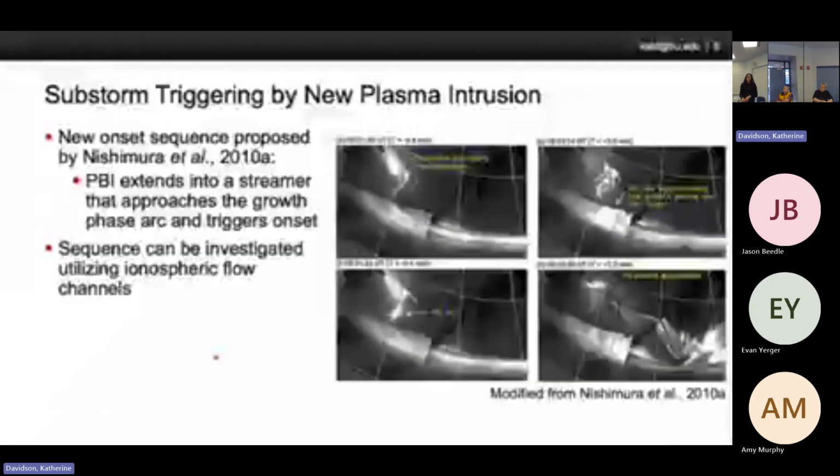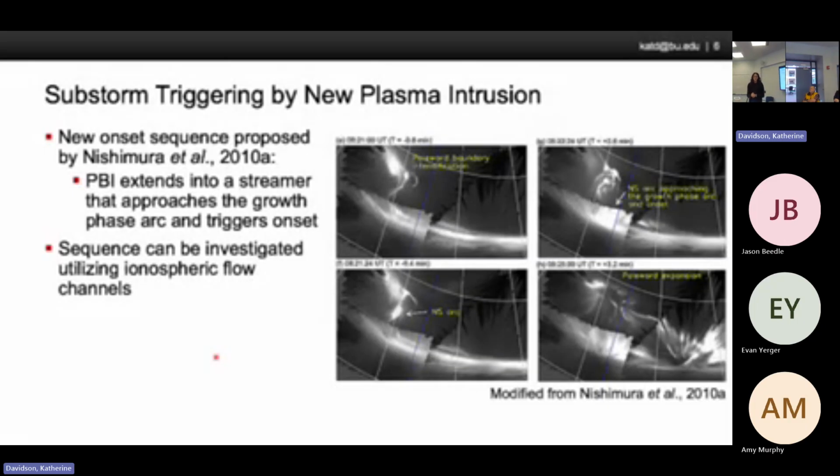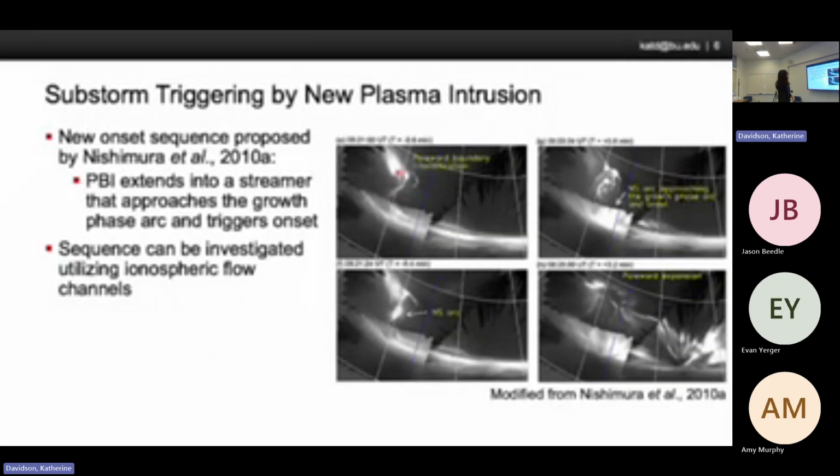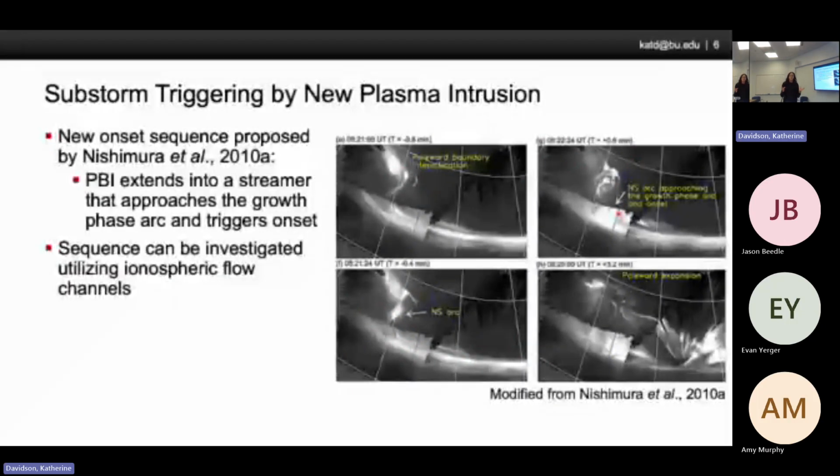There's a new proposed onset sequence, which was introduced by Toshi back in 2010. This is substorm triggering by new plasma intrusion. So this sequence includes a poleward boundary intensification here. This PBI extends into a streamer, or north-south aligned arc, and approaches this growth phase arc. Once the streamer reaches the growth phase arc, it triggers onset and the ensuing expansion.